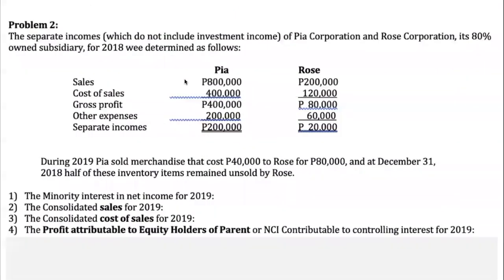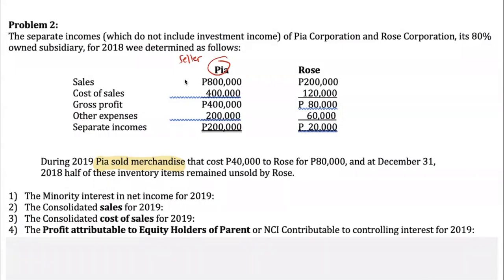Next problem. The separate income, which do not include investment income of PIA and Rose, is 80% subsidiary owned. For 2018 were determined as follows. During 2019, PIA sold merchandise. So question, who is the intercompany seller? PIA. Seller si PIA. Therefore, all adjustments to PIA. Okay. Cost 40,000 for 80,000. At December 31, half of these inventory items remained unsold by Rose.